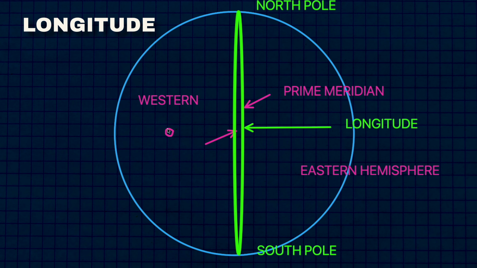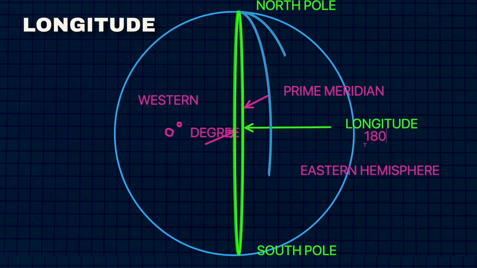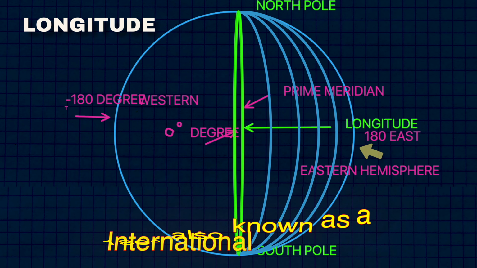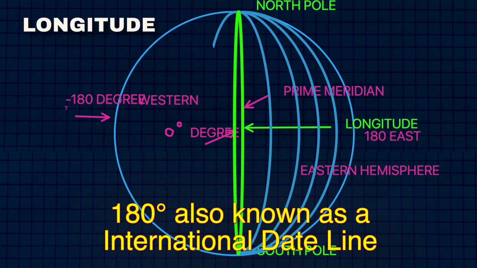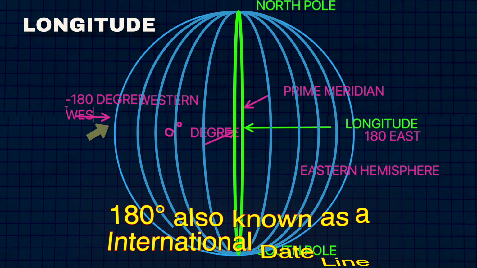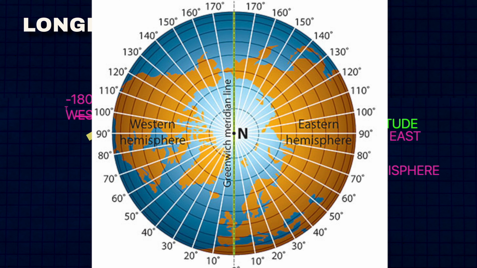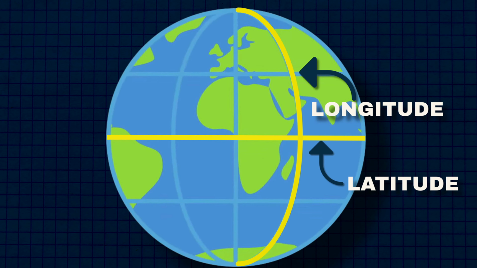Just like the equator, it is also marked at 0 degrees, which goes up in numbers to 180 towards the east, whereas to the west, it is denoted with negative numbers up to minus 180 degrees. Did you know there are 180 latitudes in total and 360 longitudes around the Earth?